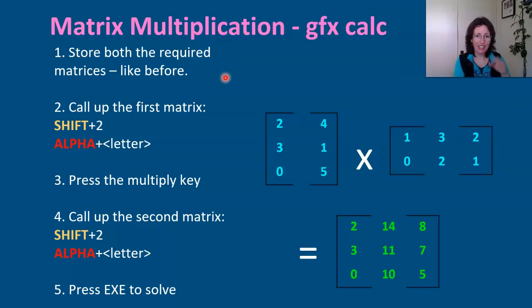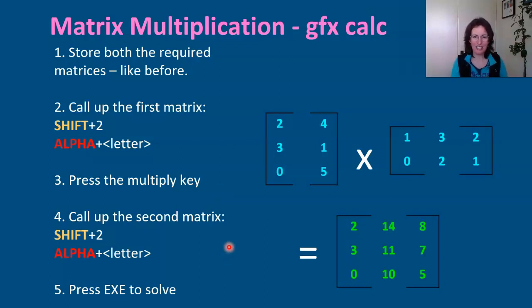We need to store both of the matrices, so matrix A and matrix B. We need to enter them in with their elements, their rows and their columns. Then we need to go back to the run screen and get it to recall matrix A. We're going to use the multiply key, then we're going to type in matrix B, hit execute, and hopefully get this matrix here, this 3 by 3.